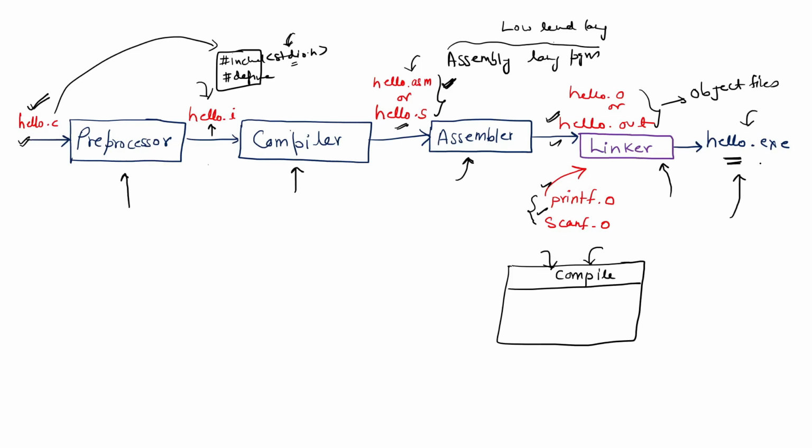This is an executable file, and .exe is with respect to Windows. For example, if you are working in Linux, then you will get another file, let's say hello, which will have its own extension. So this is the final file that we get after the compilation process of a C program is over. Now let's understand each statement one by one.